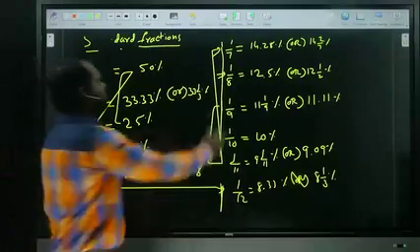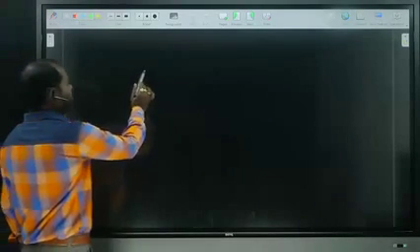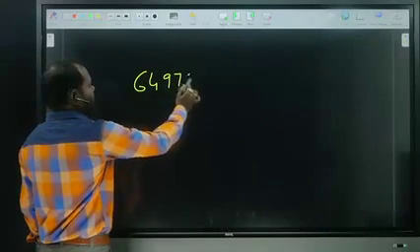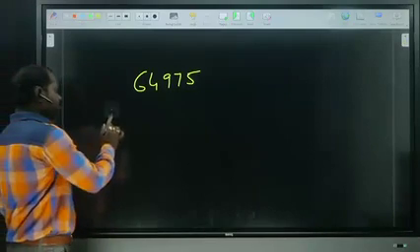Now, next. In percentage, we have to know the standard fractions, as well as the minimum fundamental things: how to take 10% and how to take 1%. For example, one number, 64975. In this number, 10%.